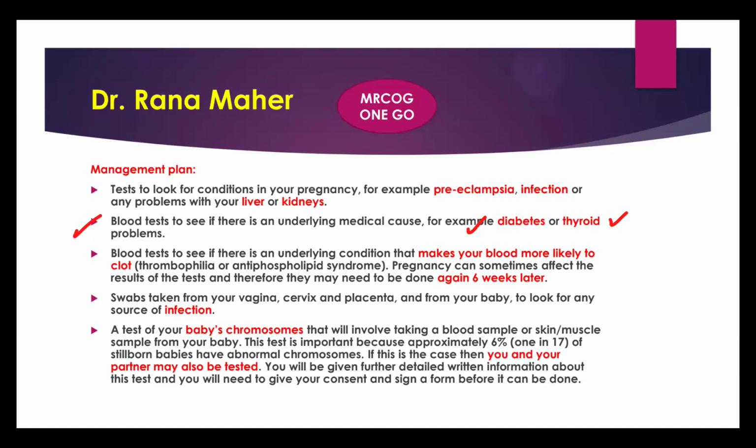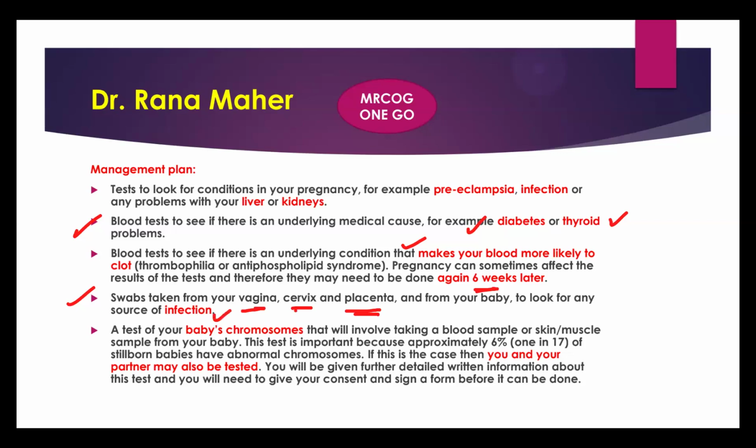And also we will have some blood tests to see if you have a problem with your blood which makes it more likely to clot. And if it's positive, we will repeat it after 6 weeks. Okay? We will offer you some swabs from your vagina or frontal passage, from the neck of the womb, and from the afterbirth. Sometimes you can use the word vagina in layman language, but it's better to say frontal passage, neck of the womb, and the afterbirth, to check the baby and also to see if we have any source of infection.